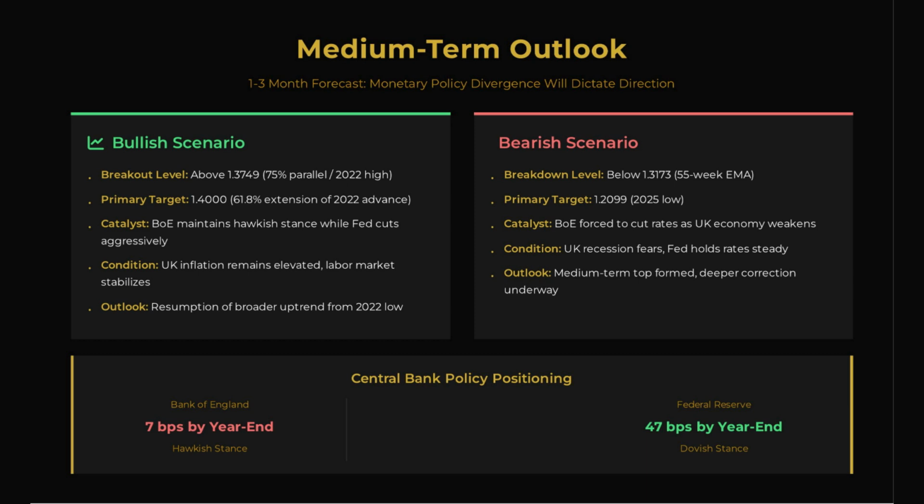The bearish scenario involves a breakdown below 1.3173, the 55-week exponential moving average, which would signal a medium-term top and target a deeper correction toward 1.2099. Currently, the BoE has just 7 basis points of easing priced by year-end, while the Fed has 47 basis points, highlighting the significant policy divergence.